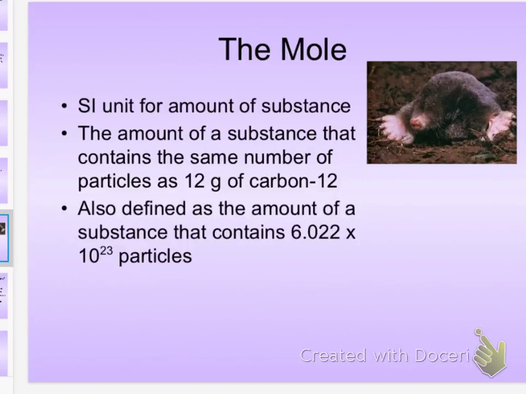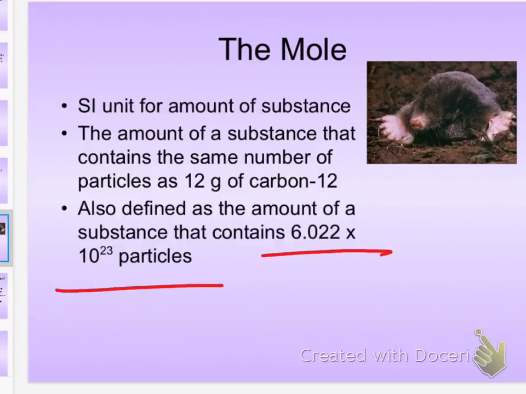How many things are in a mole? 6.022 times 10 to the 23rd. It's just like a dozen donuts. That number of anything is a mole of that thing. It happens to be the amount of a substance that has the same number of individual particles as 12 grams of carbon-12. That connection will become important in a little bit. But it is the amount of a substance that contains 6.022 times 10 to the 23rd particles.